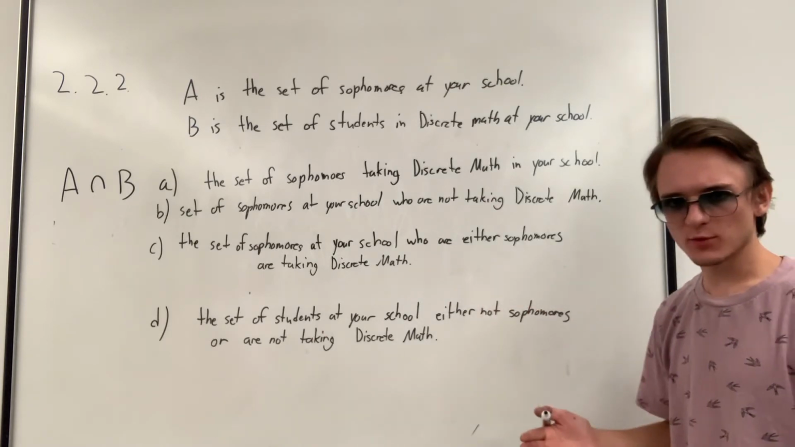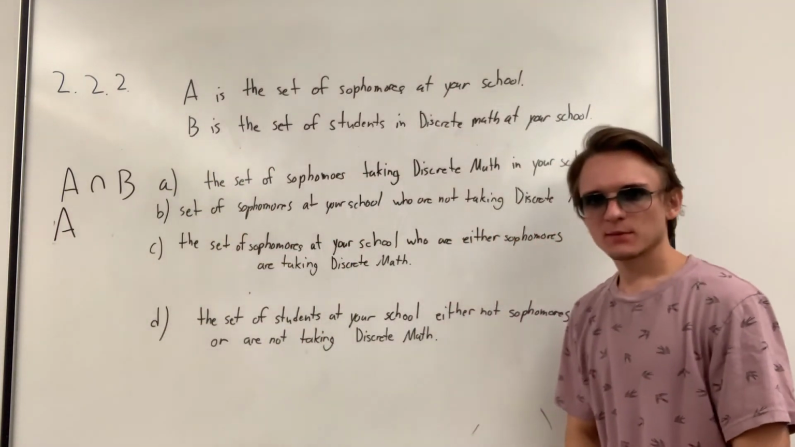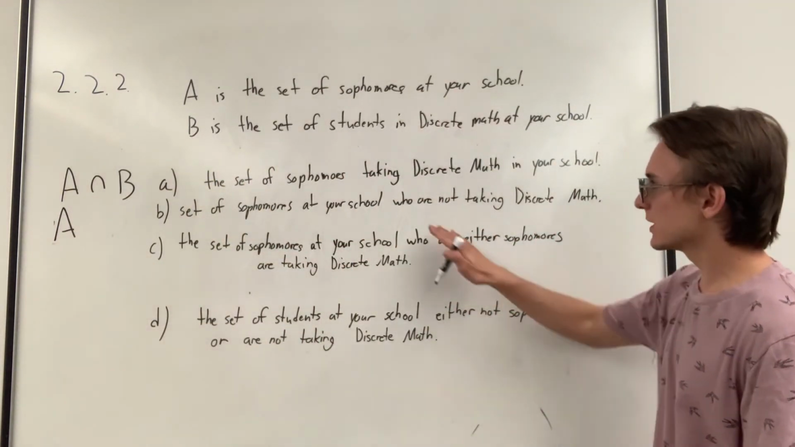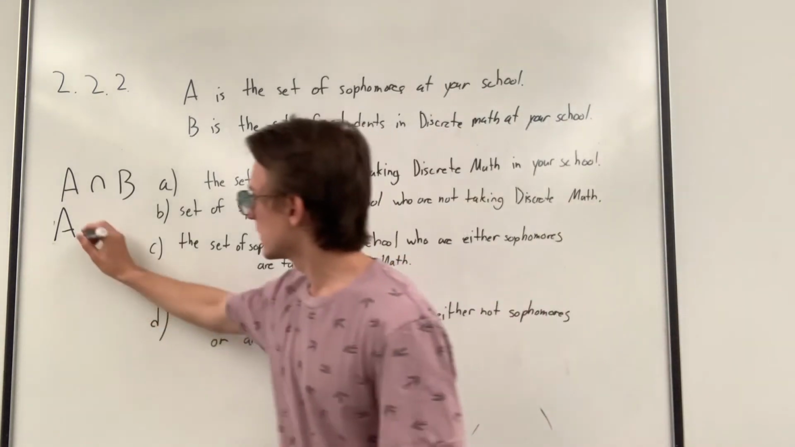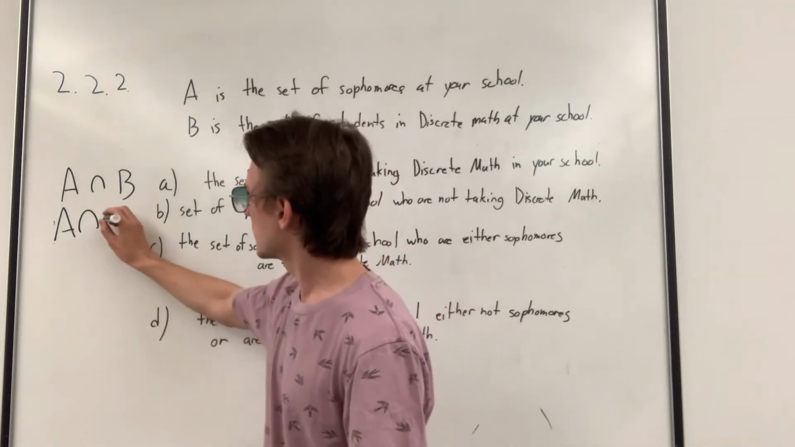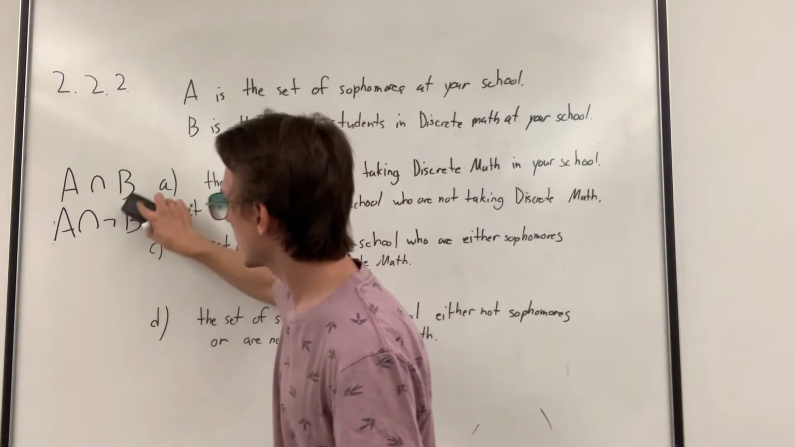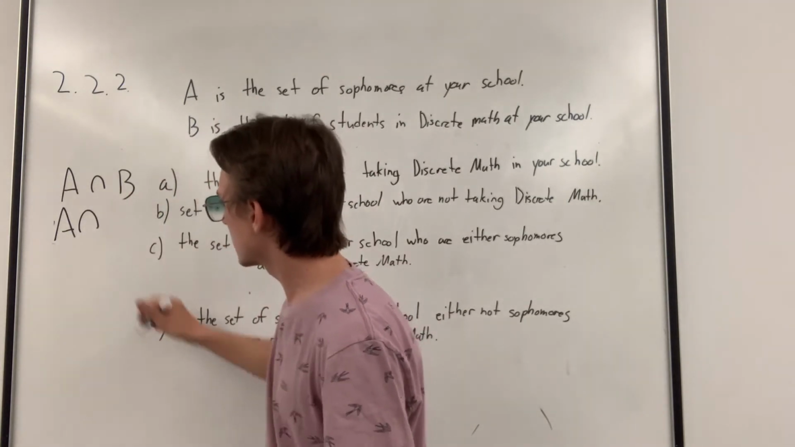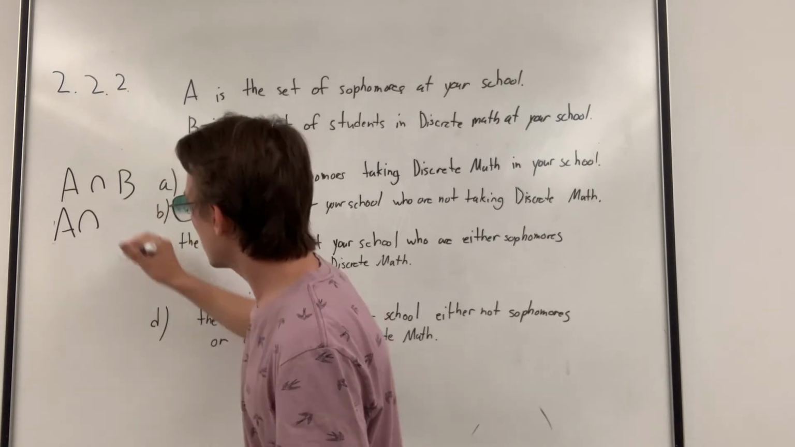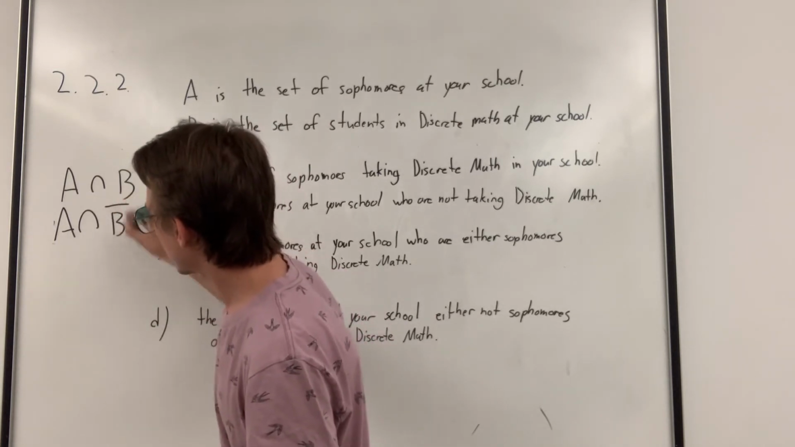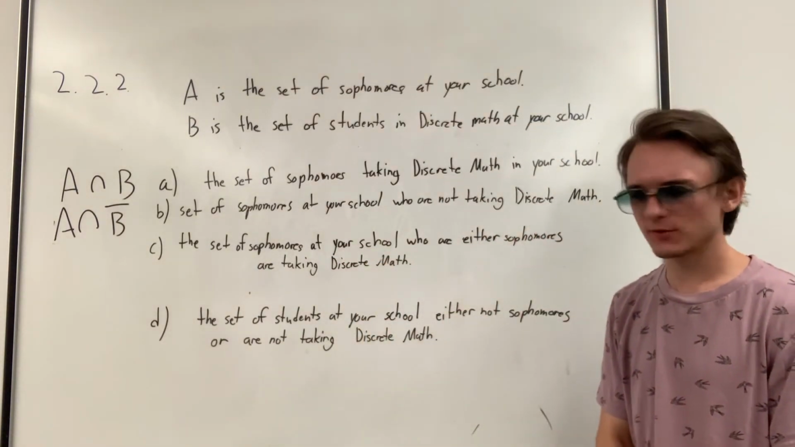Well, this is the set of sophomores again, so we know A, but we have an intersection with a group of students who are not taking discrete math. This is the negation of B. So we have the intersection of the negation of B. Or in other words, it's also sometimes represented as follows: A intersection B complement, because that little dash above the B represents a negation in set theory.